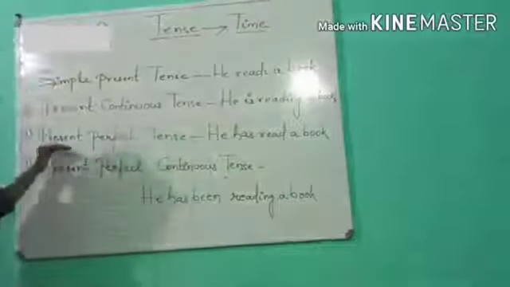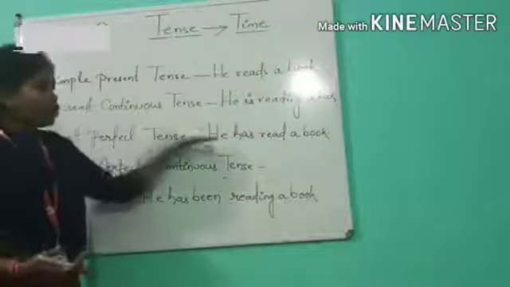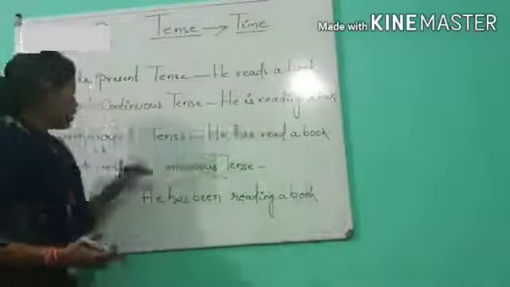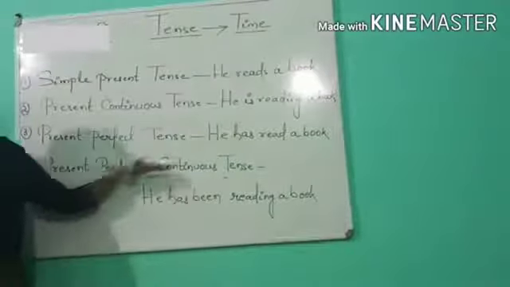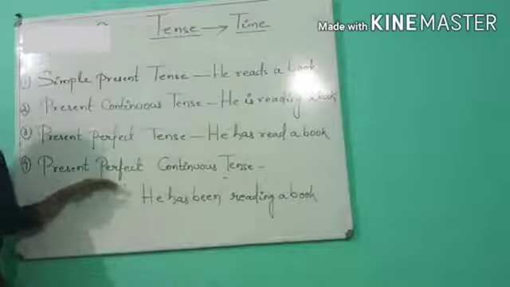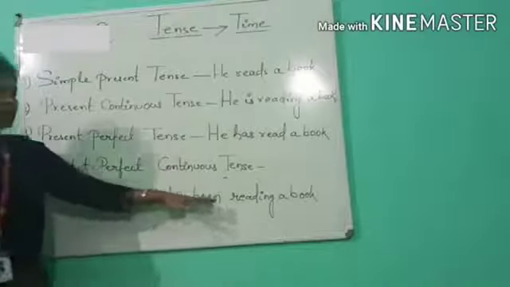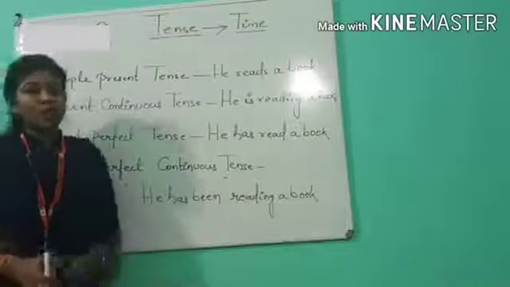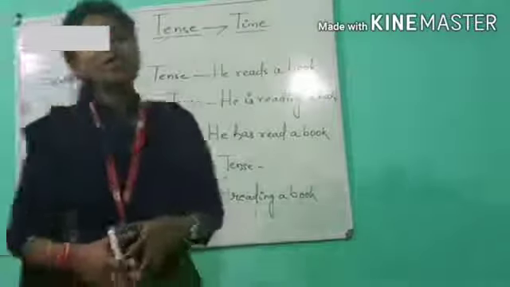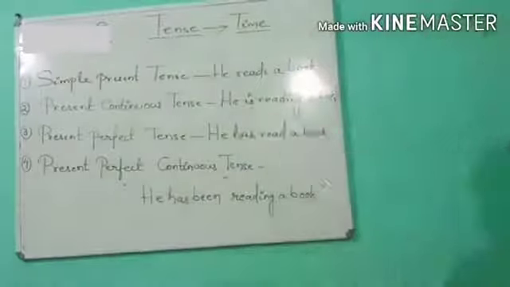And the third one is present perfect tense, that means it is already done, so he has read a book. And the last one is present perfect continuous tense, that means it is already done, it has started in the past and is still in a continuous process. So the example is he has been reading a book. So I hope the present tense is clear to you all. You can just go through the board and clarify your doubts.